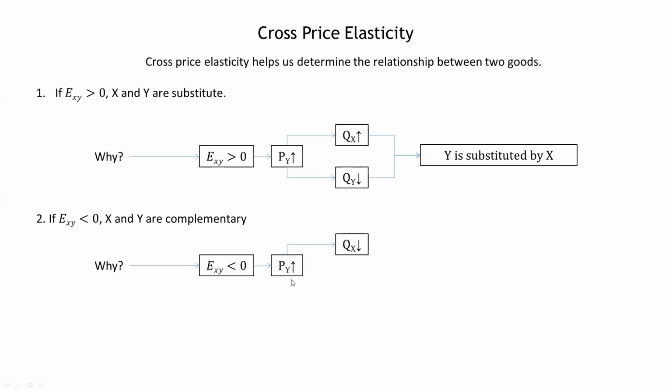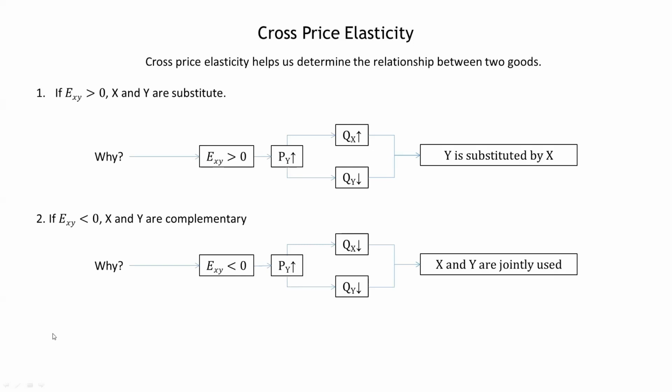Again, the law of demand says that if price of Y rises, quantity demanded for Y falls. Clearly, we are using both X and Y less. That is, X and Y are complementary goods. For example, if fuel price rises, we drive less and we use less fuel, and consequently, we use less engine oil. Hence, fuel and engine oil are complementary goods.